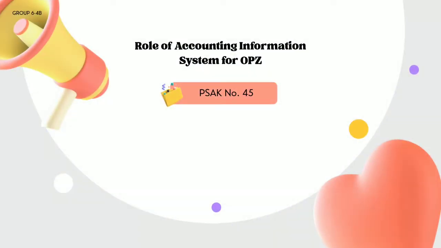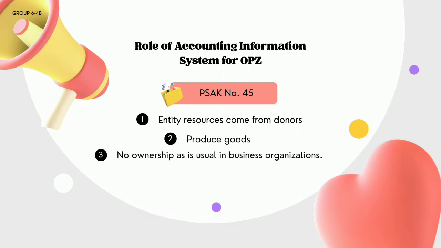Topic number 2 is the role of accounting information systems for Zakat Management Organizations. According to Statement of Financial Accounting Standards number 45, non-profit organizations are organizations that meet the following characteristics. Entity resources come from donors, produce goods and or services without the aim of generating profit, and have no ownership as is usual in a business organization.